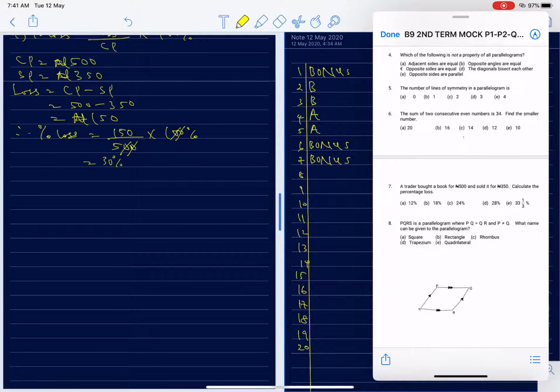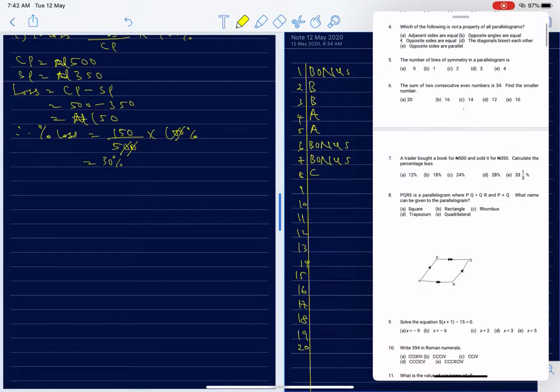PQ is equal to QR, but P is not equal to Q. Is it angle P that's not equal to angle Q? What name can be given to the parallelogram? That can only be a rhombus. That's C.